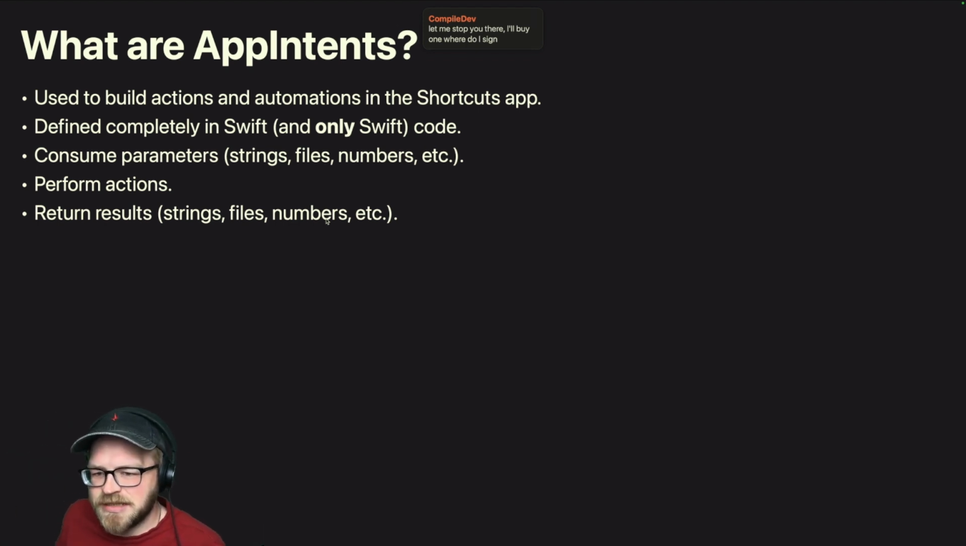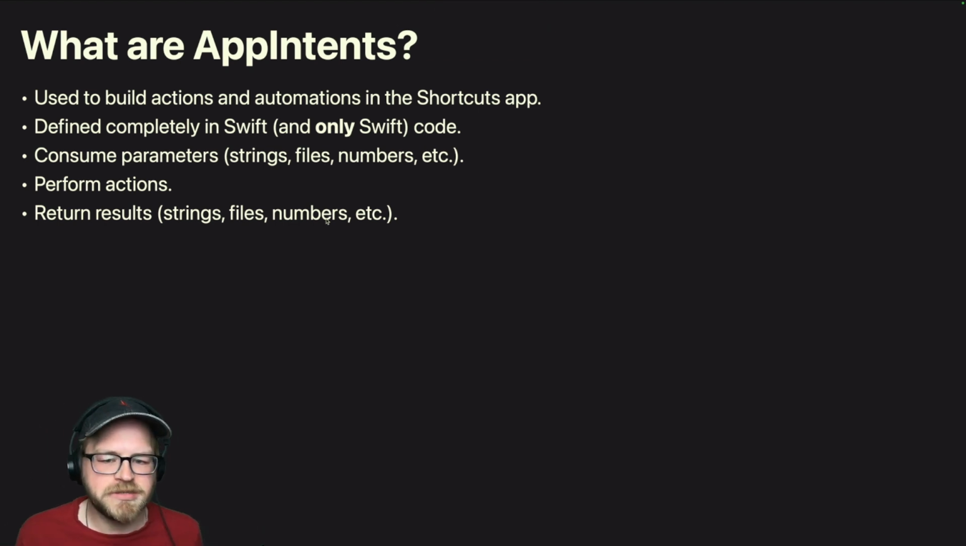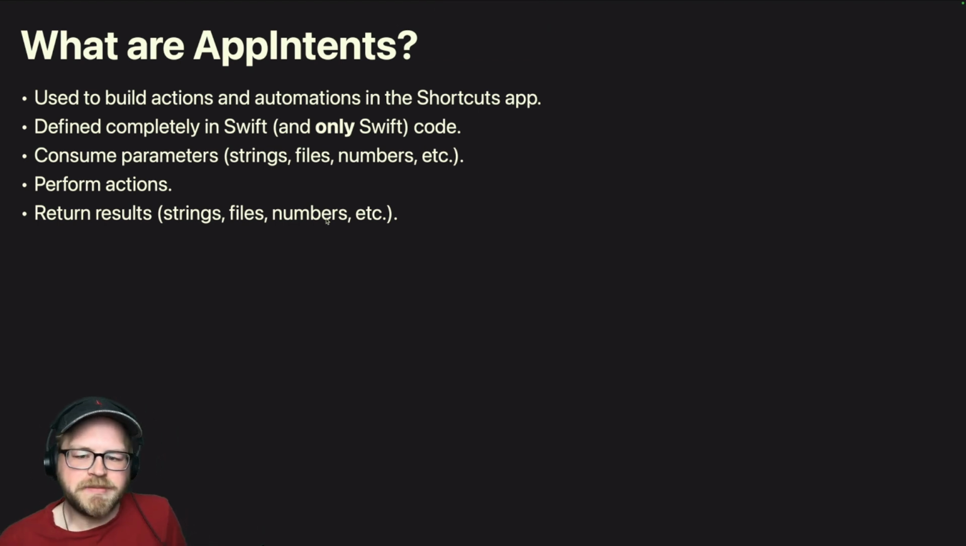App intents take in parameters, and those parameters can be strings, they can be files, they can be numbers, they can be your own custom entities, stuff that exists in your app and only in your app. They perform an action, and they can optionally return a result. And that result can be the same types that you can take in.